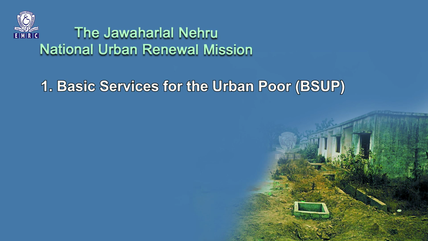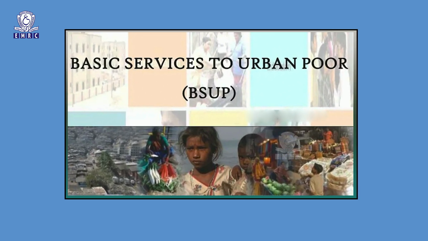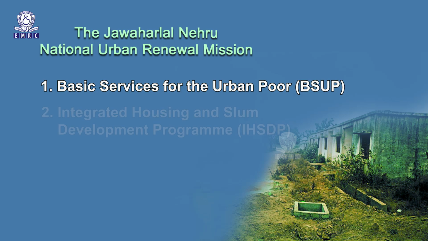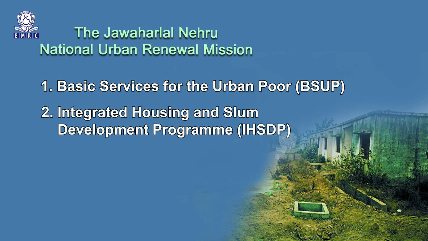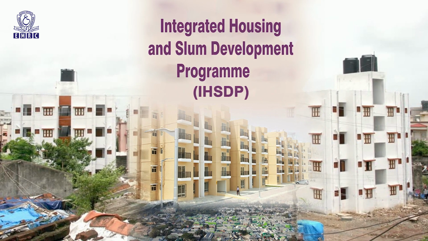That is, the first one, the Basic Services for the Urban Poor, which is being managed by the Ministry of Urban Development. The BSUP is designed for the upgrade and improvement of the condition of slum settlements, assuring universal access to the basic amenities such as water and sanitation and social infrastructure such as health, education and social security. Second, the Integrated Housing and Slum Development Program. This particular program seeks to tackle poor housing for urban slum dwellers in cities and towns as per the 2001 census, excluding those which were being targeted under BSUP.